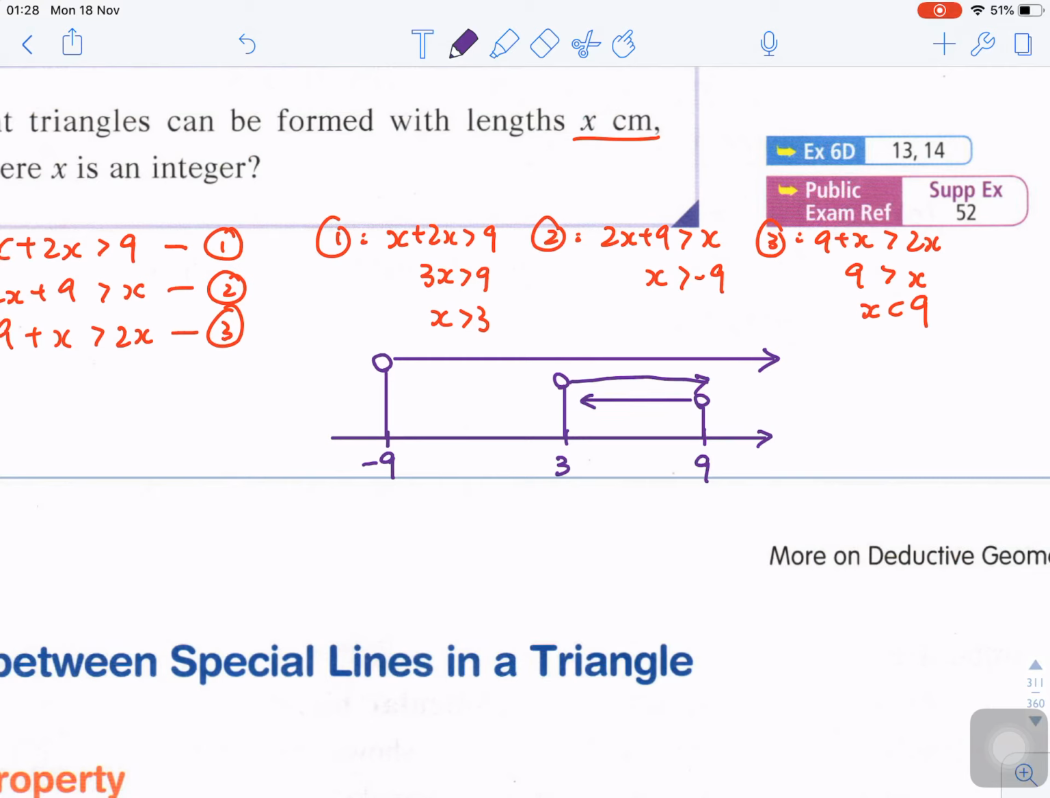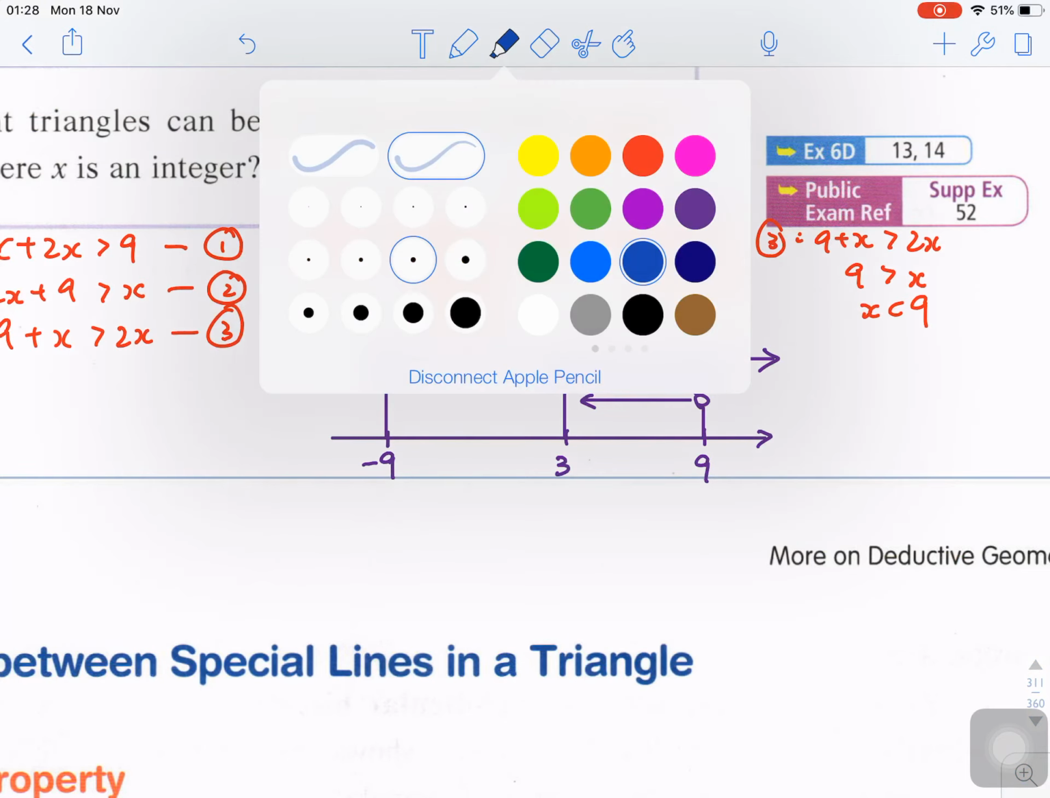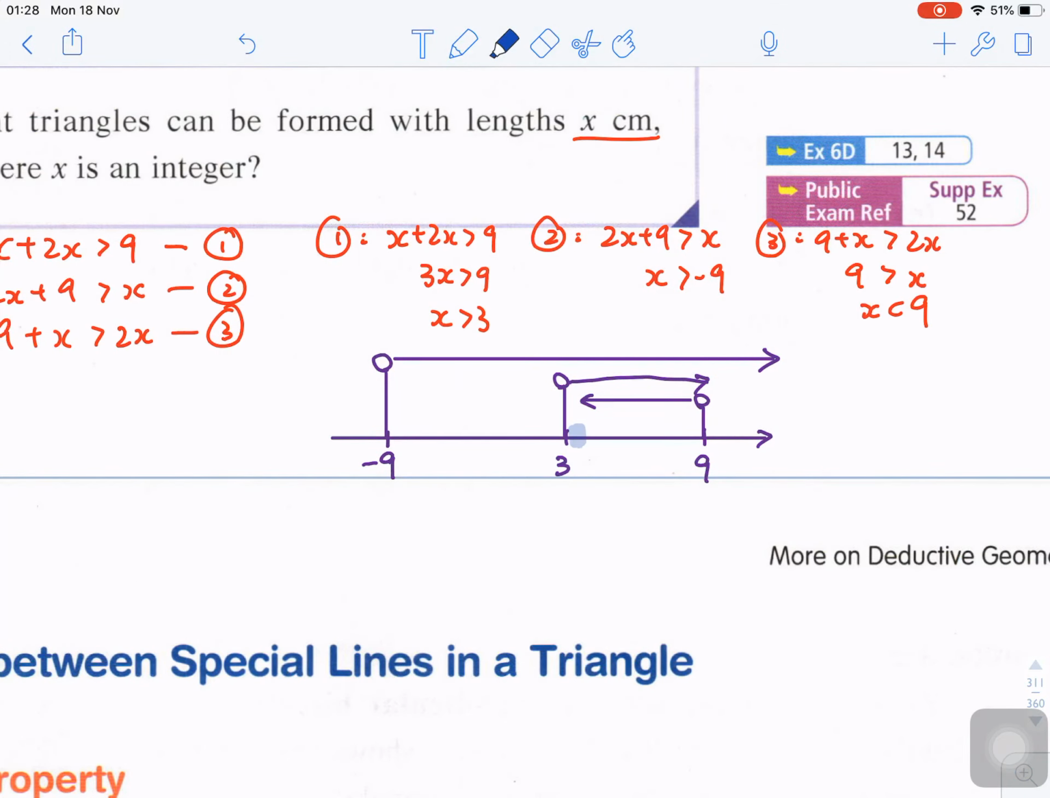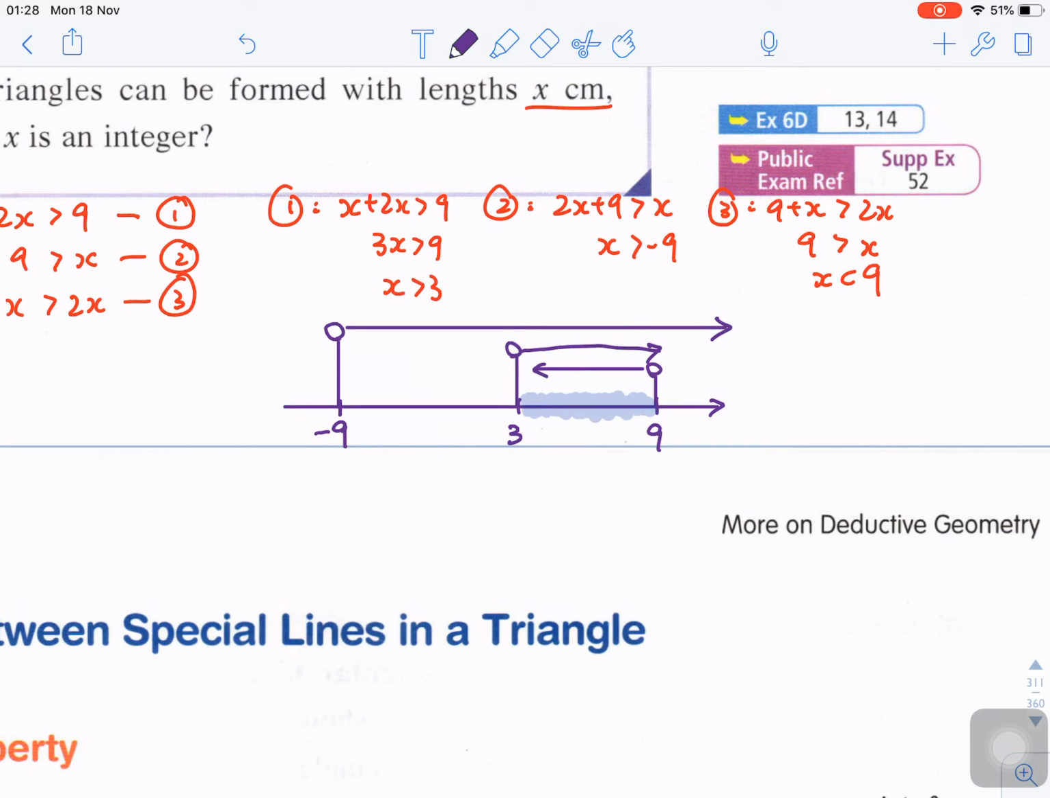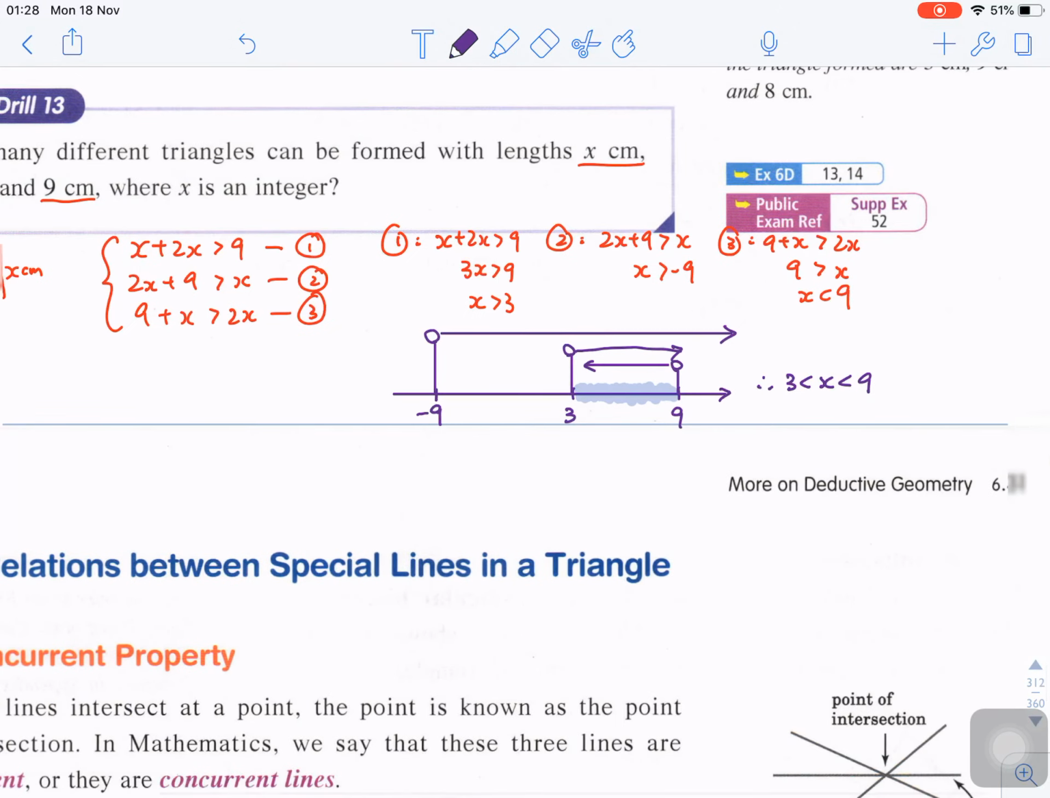For which region are these three inequalities satisfied? For sure, it must be this region only, because this region is larger than negative 9, larger than 3, and less than 9. Again, this is enrichment. So the solution will be between 3 and 9.